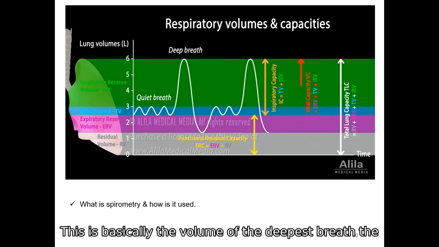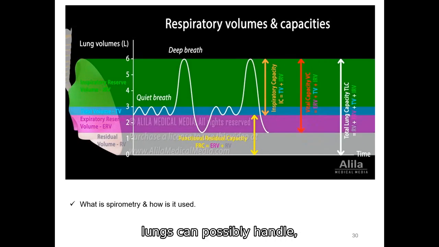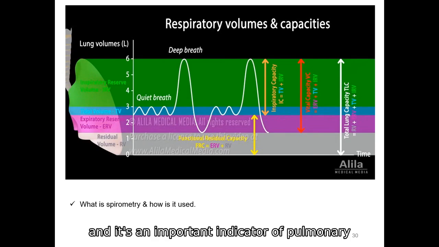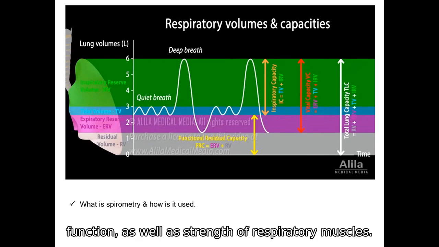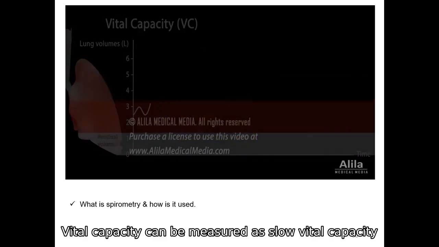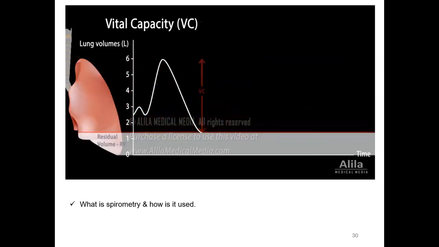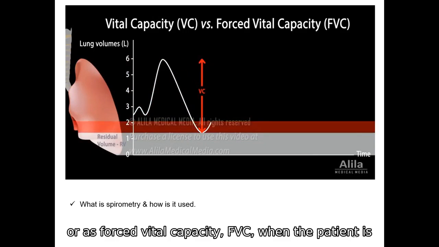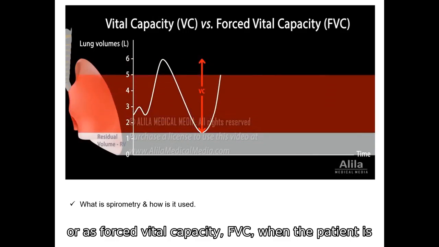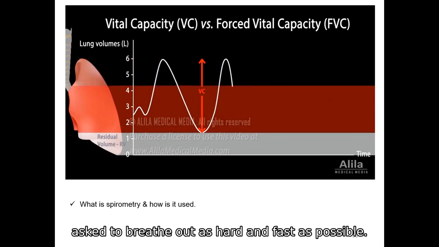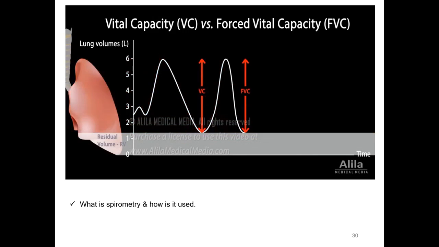This is basically the volume of the deepest breath the lungs can possibly handle, and is an important indicator of pulmonary function, as well as strength of respiratory muscles. Vital capacity can be measured as slow vital capacity during slow, relaxed breathing, or as forced vital capacity, FVC, when the patient is asked to breathe out as hard and fast as possible.